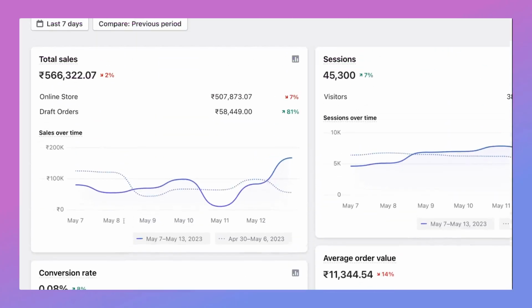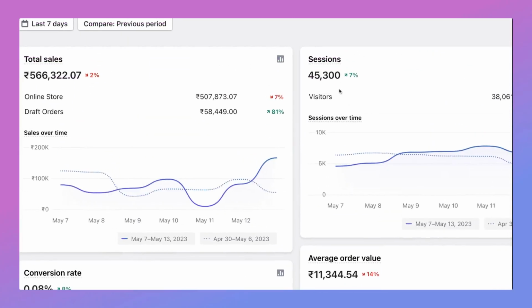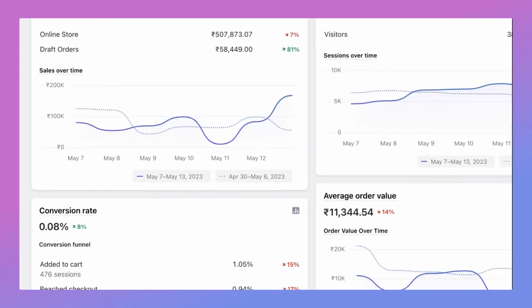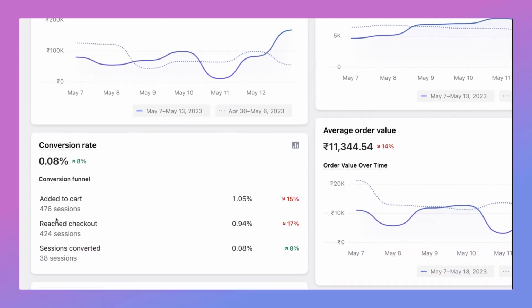So if 45,000 people reached your store in the last 7 days, out of that 476 people added to the cart. As a rule of thumb, we generally like an add to cart percentage of 6 to 8%. I'll explain it later. But 6 to 8% is really good because after adding to the cart, there's another step called reach checkout and then session converted.